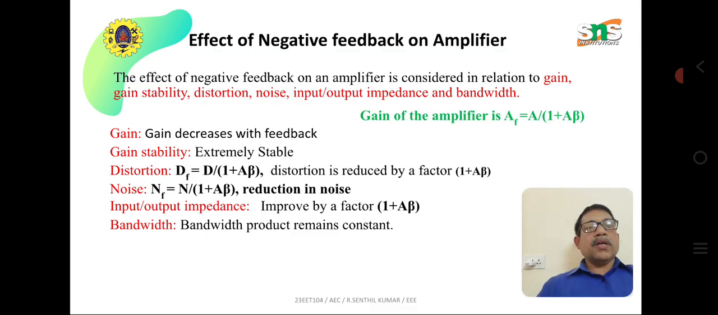The input and output impedances are improved by a factor of 1 plus A beta. Since the input and output impedances are related with AF and A, they are improved by a factor of the term 1 plus A beta. And the gain-bandwidth product remains constant for a long duration, therefore the bandwidth increases.